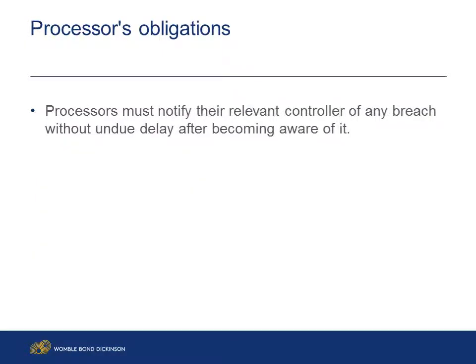Processors must notify their relevant controller of any personal data breach without undue delay after becoming aware of it. This is intended to support and facilitate compliance with the data controller's obligation, which is to notify the regulator of a personal data breach no later than 72 hours after becoming aware of it.